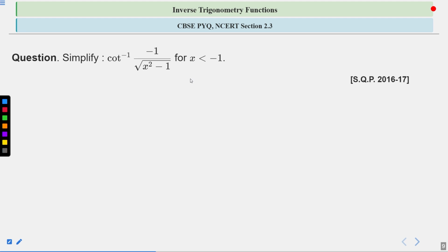After that we can apply certain substitutions. We can definitely put x as sec theta. If we put x as sec theta, then root over sec square theta minus 1 will be root over tan square theta, which is tan theta. So 1 by tan theta will be equal to cot theta, and cot inverse cot theta will be equal to theta. In this way you can try to approach this question.